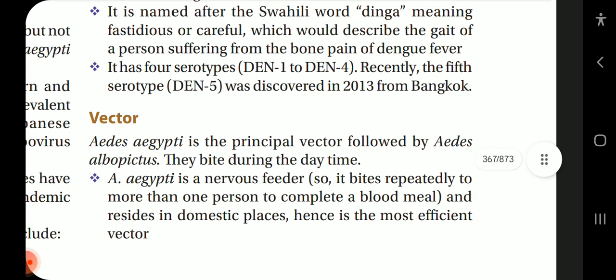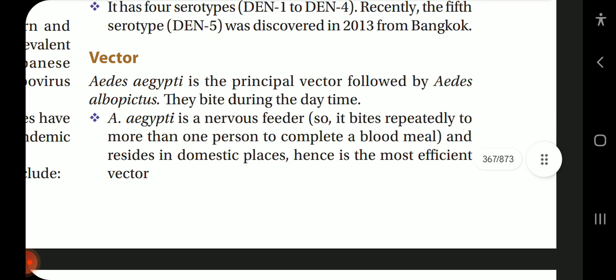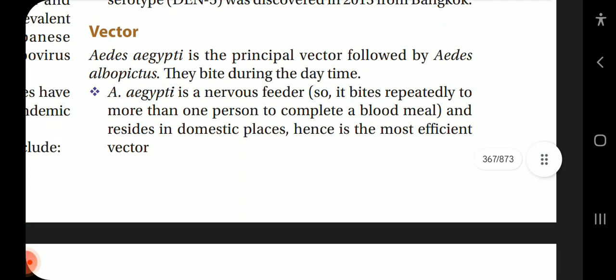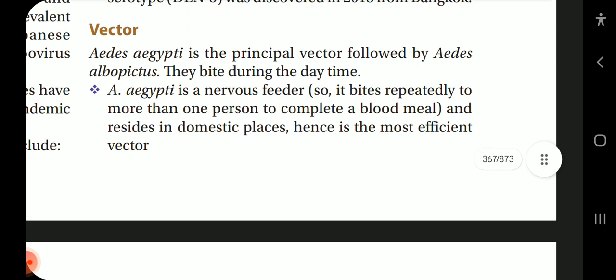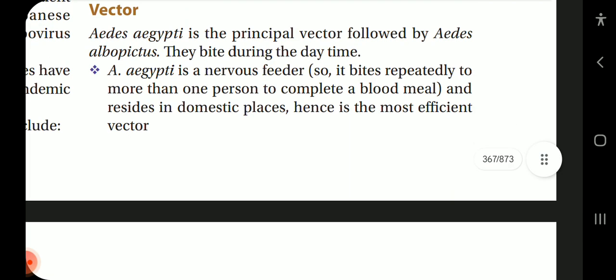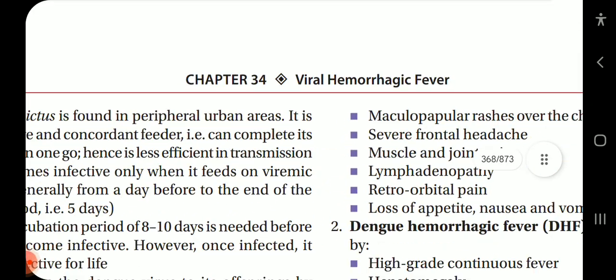It has four serotypes, DEN 1 to DEN 4. Recently, a fifth serotype, DEN 5, was discovered in 2013 from Bangkok. Vector: Aedes aegypti is the principal vector, followed by Aedes albopictus, that bite during the daytime. Aedes aegypti is a nervous feeder, so it bites repeatedly more than one person to complete a blood meal, and resides in domestic places, hence it is the most efficient vector.